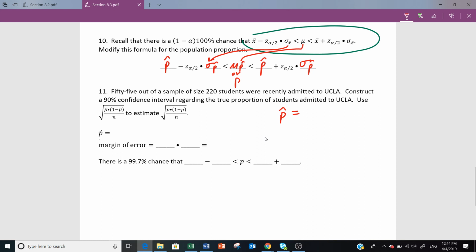Wait, what does this mean? So p hat is the sample proportion, and so that's the proportion that were admitted to UCLA. Have a good weekend, everybody. So p hat is the proportion of the sample that were admitted to UCLA.